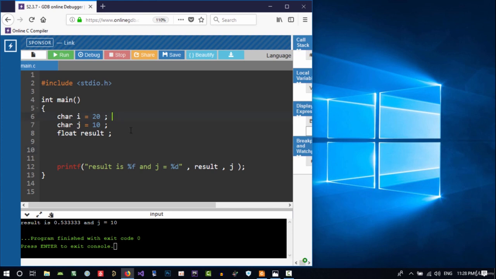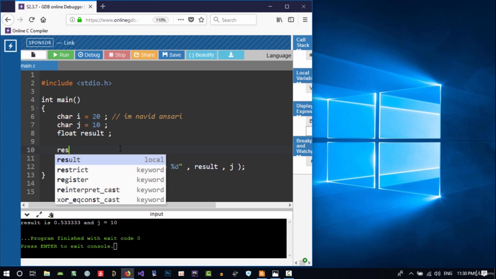Let's see here. If we use a forward slash and write anything you want, like "I'm Navid, I'm sorry", it will be ignored by the compiler. It won't see it. It's just for us, to explain what this line of code does. So this is called commenting.